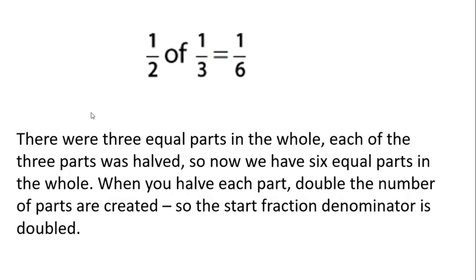Okay, here's one way of explaining it. So there were 3 equal parts in the whole. Each of the 3 parts was halved. So now we have 6 equal parts in the whole. So when you halve each part, you double the number of parts created. So the start fraction denominator is doubled. I wonder if that makes sense to you. You might have explained it in a better way.